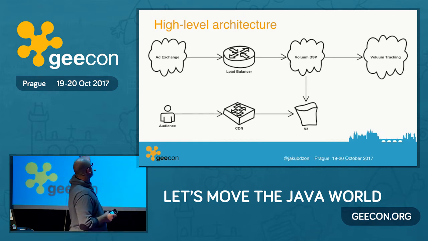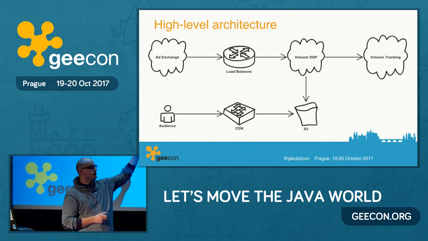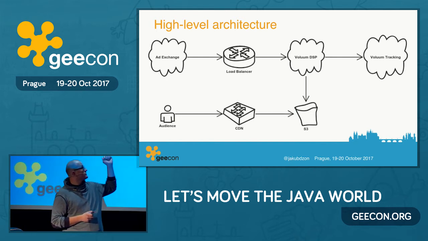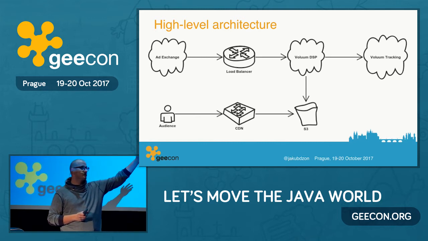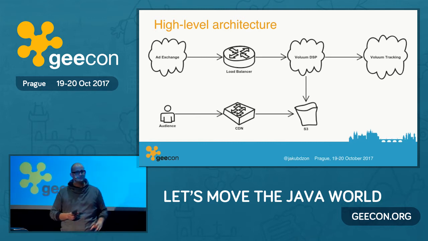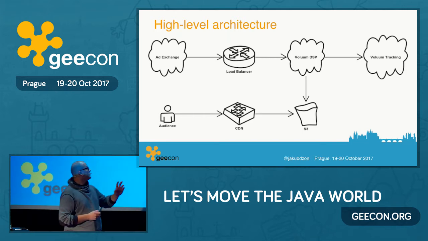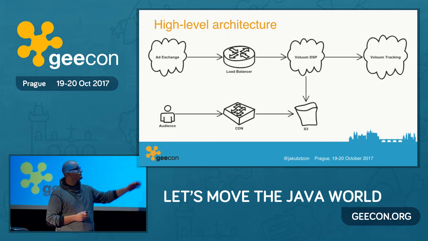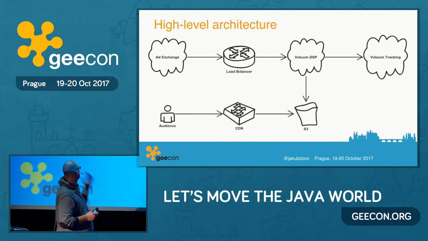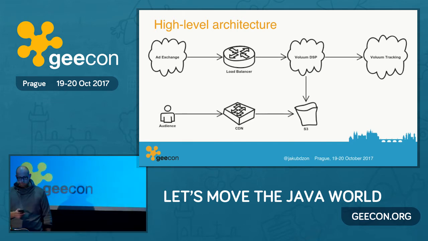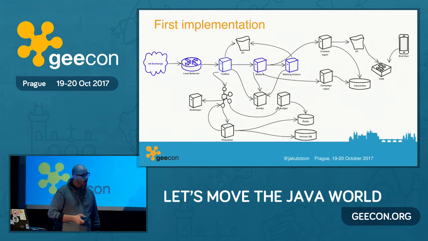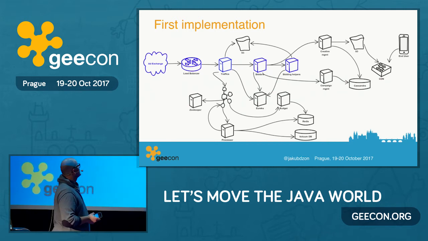We have the other exchanges that send us traffic through load balancer. There is our system, Volume DSP, which in turn uses our other product, Volume Tracking, for storing all impression information. We use S3 for storing creatives, and then we use CDN to deliver those creatives to the audience. That's fairly simple, but let's put a few more pieces here. That's what it looked like at the beginning. That's how we've built it.